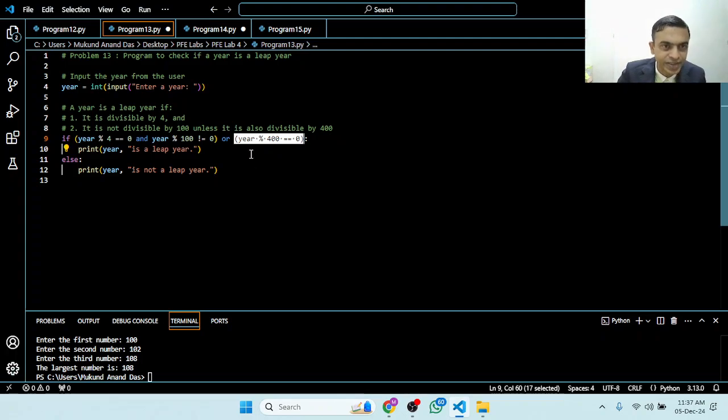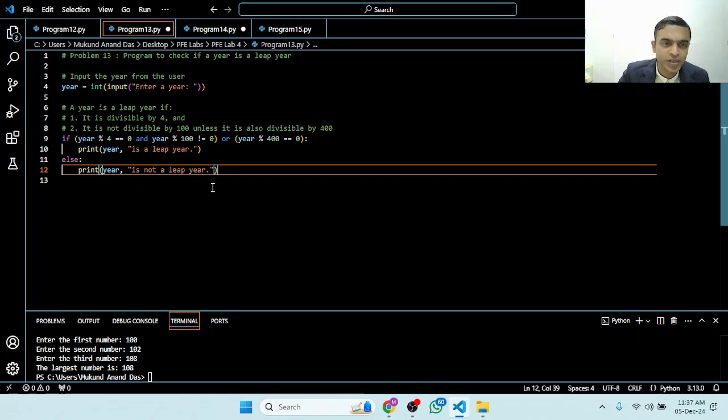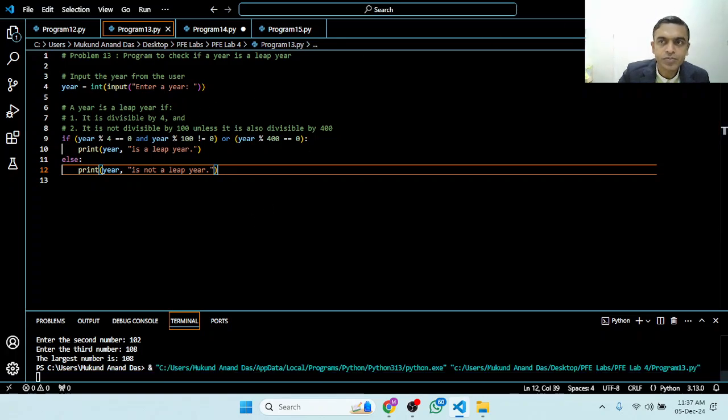Maybe you have to reiterate this to understand the logic. If this condition is true, then we print the year is a leap year, else the year is not a leap year. Okay, so let's go ahead. We'll run this code now.